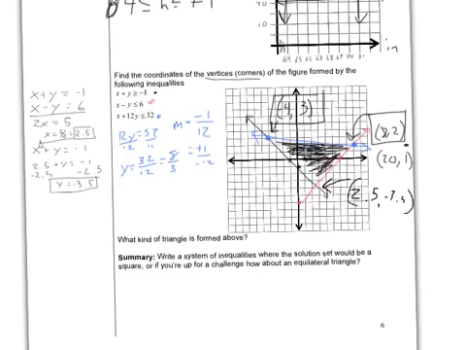Last thing I want you guys to do is write a system of inequalities where the solution set would be a square. Or if you're up for a challenge, how about an equilateral triangle? So think about that, give it a try.